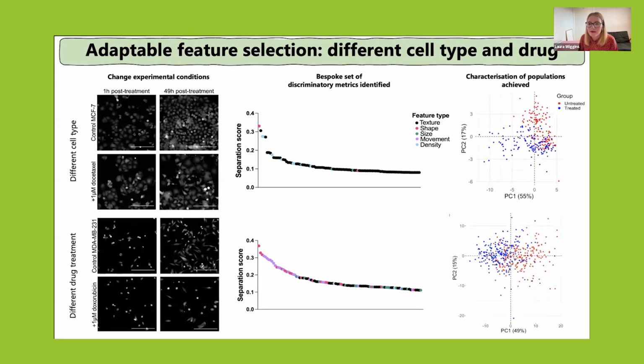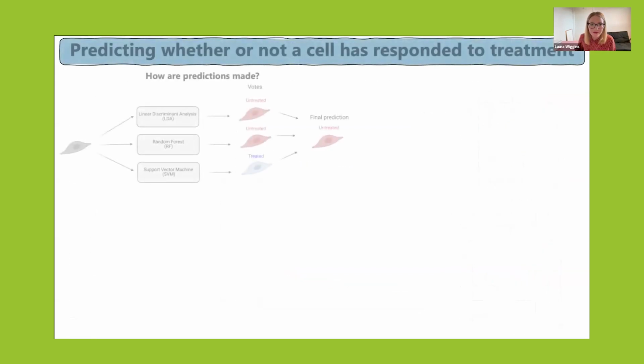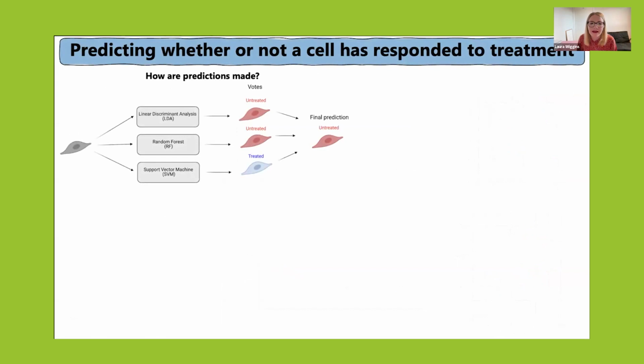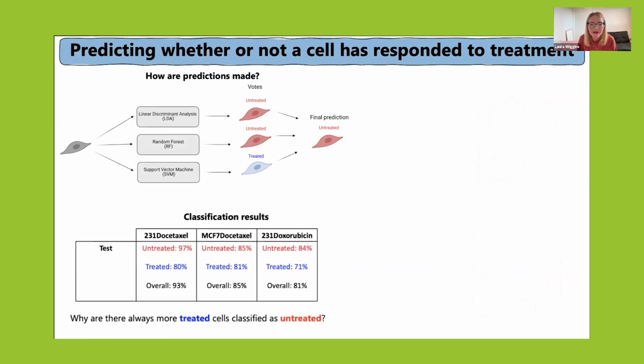And as before, we were able to characterize these populations and separate them out into treated and untreated, where more overlap shows cells that have been treated but are still behaving as though they haven't and are therefore suggestive of drug resistance. So now we wanted to predict, has a cell responded to drug or not, again using this cell type classification. So interestingly, what we found was across all of the experimental conditions, there's always more treated cells classified as untreated.